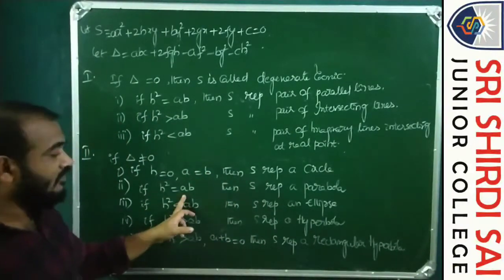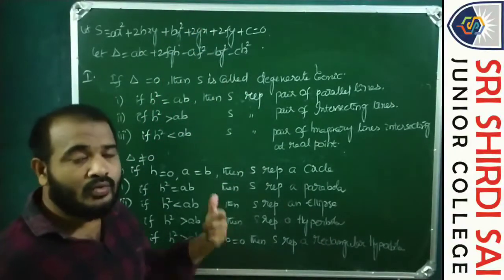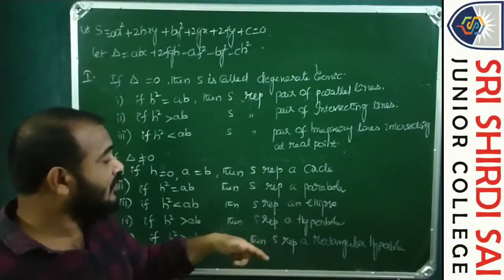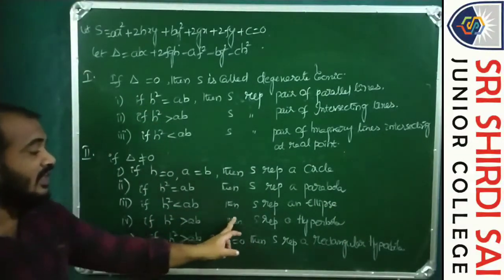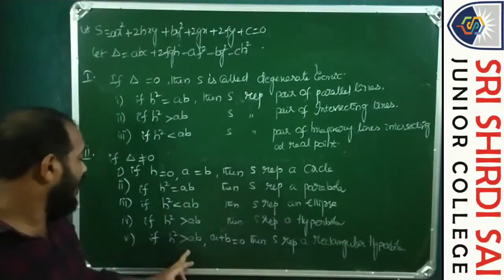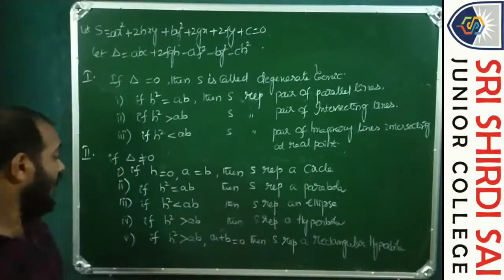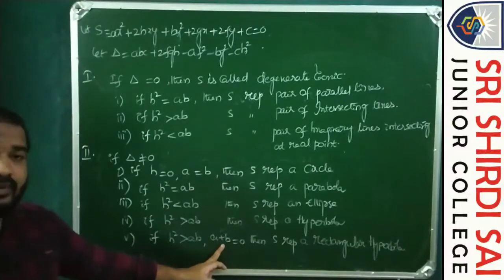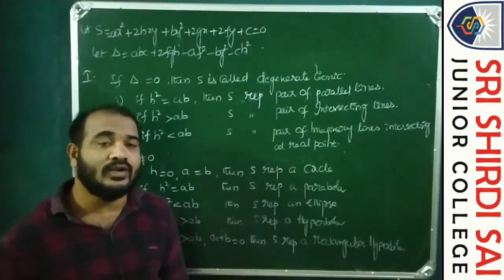If h square equals ab, then this second degree non-homogeneous equation will convert into a parabola. If h square is less than ab, then S represents an ellipse. If h square is greater than ab, then S represents a hyperbola. And if h square is greater than ab and a plus b is equal to 0, then S represents a rectangular hyperbola.